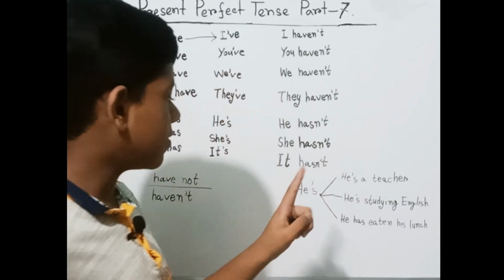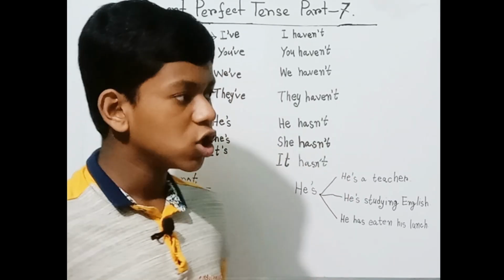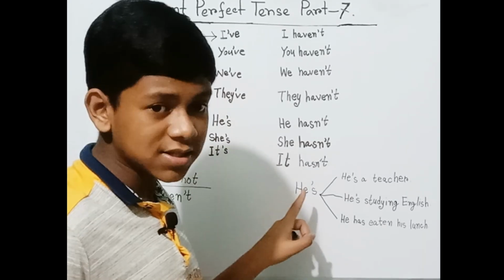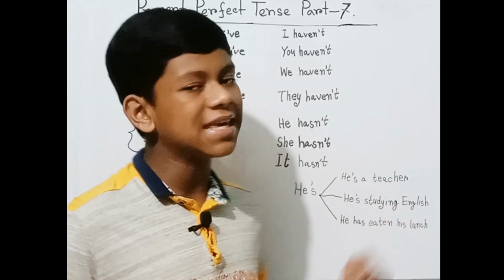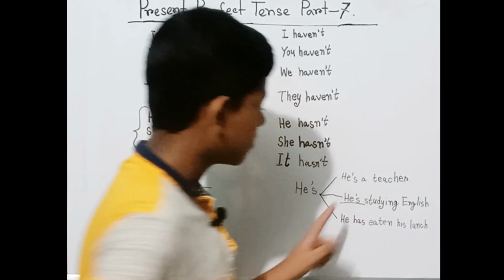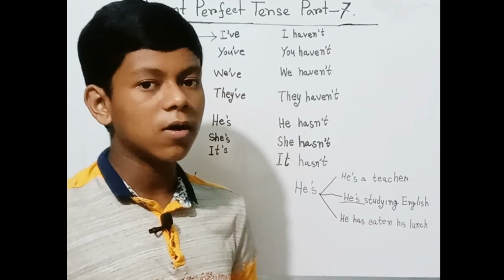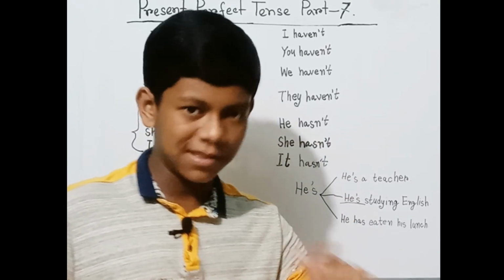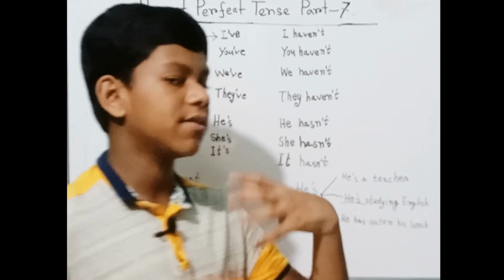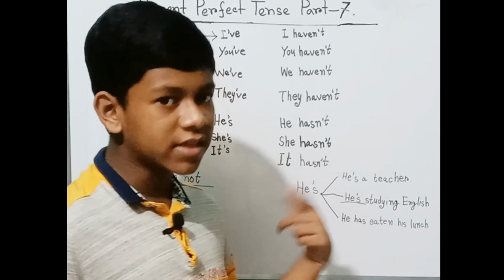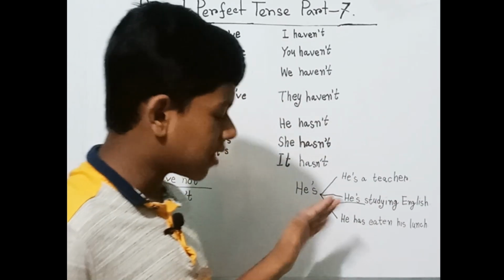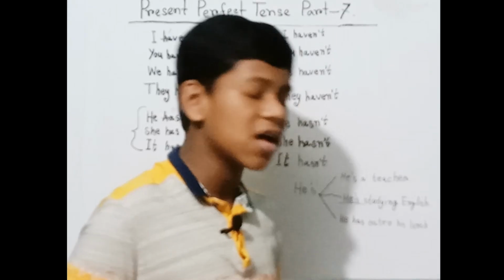And sometimes it is also used with the continuous. For example, like this: he's studying English. So here, the word he's means he is. The helping verb here, and then ing. It's in the present continuous. He's studying English. Okay? And then next is he has eaten his lunch.